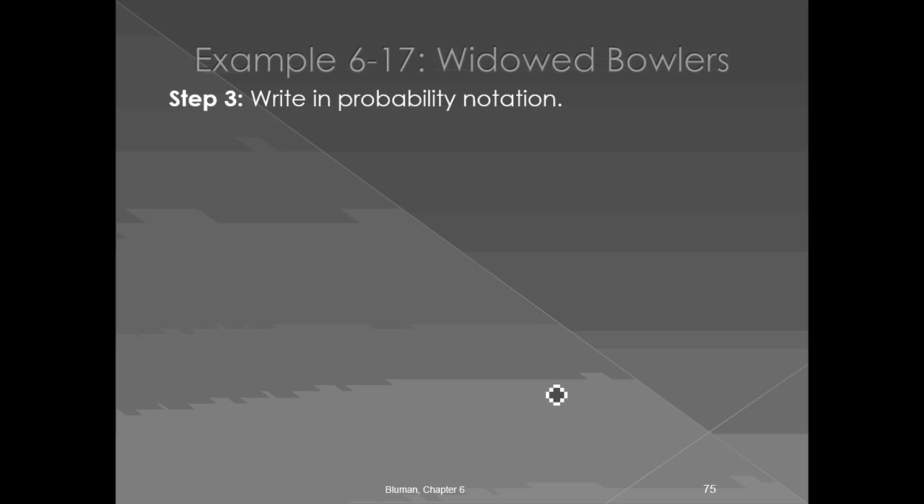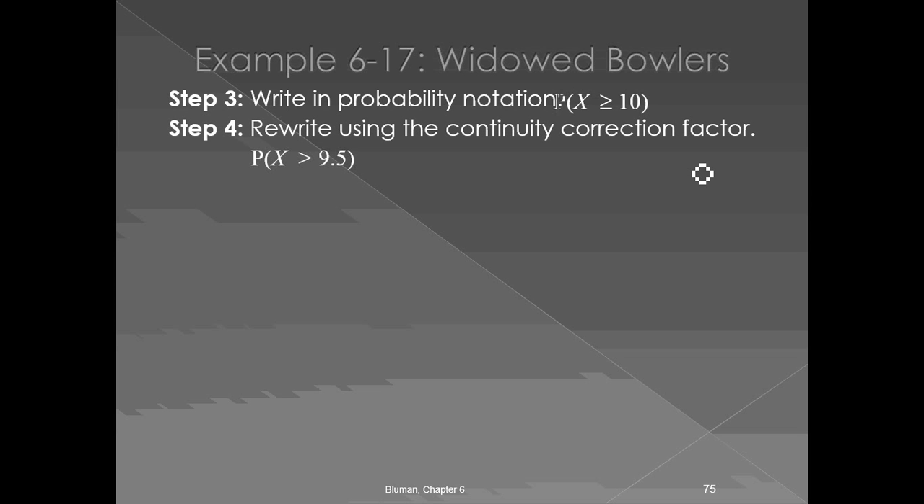Okay, so now write it as, what are we looking for? We are looking for the probability of x being greater than or equal to 10. We want to include 10, remember? So we're going to go a little bit less than 10. This is one of the ones from our chart. Using that continuity correction, we're actually looking for basically greater than 9.5. Think of it that way.